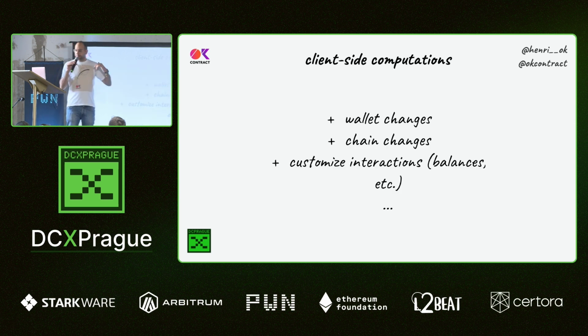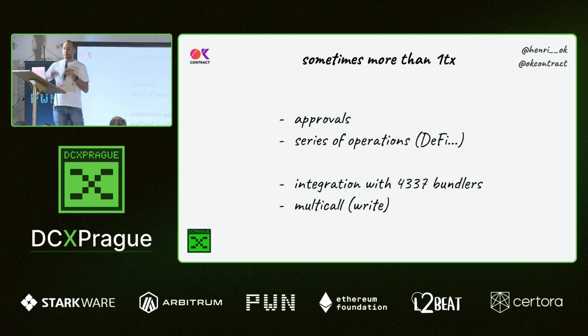So why this? Because it's very complex, and our mission is how we can make it simpler. Knowing that there's a lot of things that we should compute on the clients. We should compute wallet changes, react to wallet changes, chain changes, be able to customize the interaction for the connected wallet, the balances, etc. And sometimes it's also more than one TX. In that code, we see a lot of glue required to manage the approvals, and sometimes on other projects, there's a series of operations that you want to do, like migrate liquidity from one pool to another.